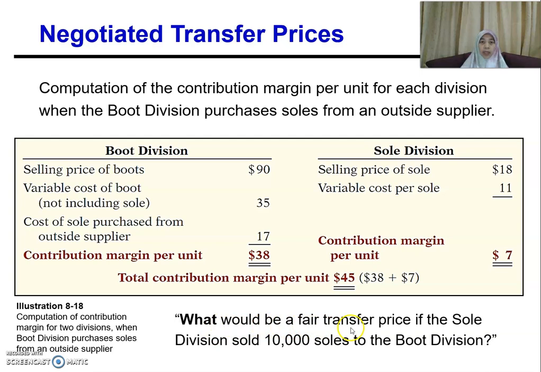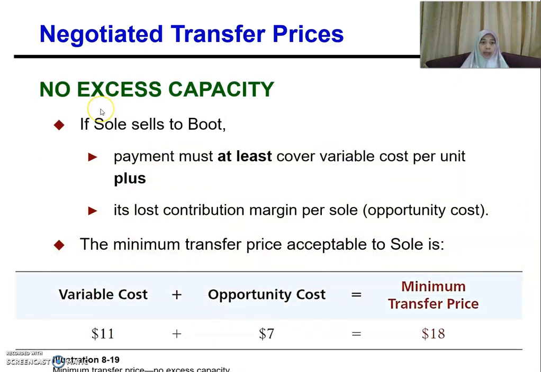Question: what would be a fair transfer price if the sole division sold 10,000 soles to the boot division? Now, the sole division wants to sell 10,000 units to the boot division. Instead of purchasing from an outside supplier, why not transfer internally? You look at it from two perspectives. One, if there is no excess capacity. Next, we look into if you have excess capacity. Remember, I've already explained to you about excess capacity and no excess capacity.